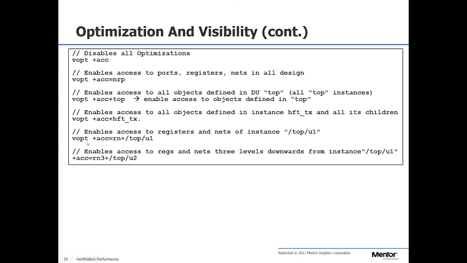Here is another one where I've said vopt, and in this case, I've preserved the registers and the nets, and I've spelled out the actual full instance down to that guy, and I've said, let's just preserve all the registers and nets within that instance. That can be useful, but I think it's a little more useful when you do something like let's preserve the registers and the nets for that instance and 3 levels down the hierarchy from there. So now it at least gives me the ability to debug some of the sub-modules within there.